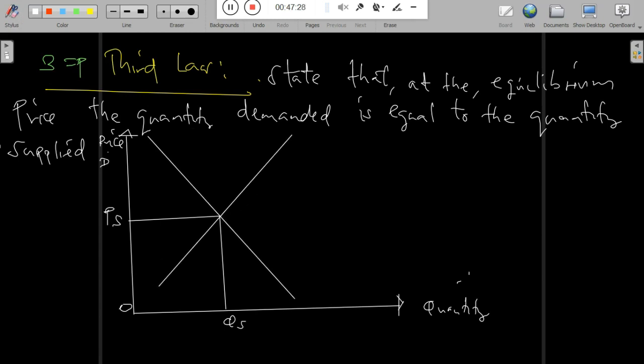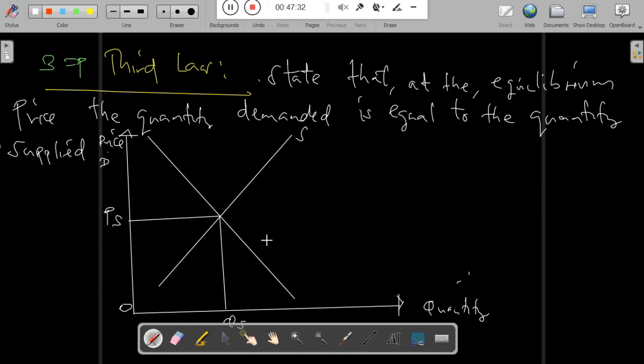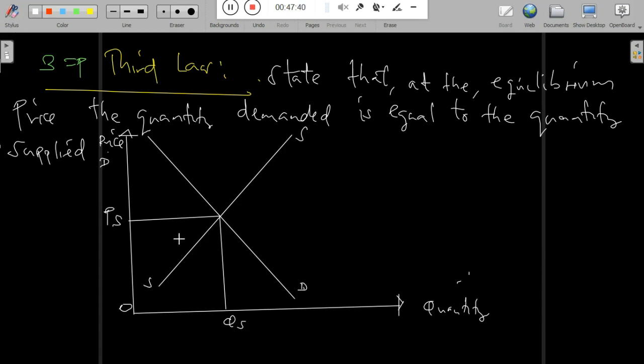This is where you see the demand curve cut across the supply curve. That shows the equilibrium level at that point, whereby the supply curve cuts across the demand curve. That is, QD is equal to QS. So the quantity supplied is equal to the quantity demanded.